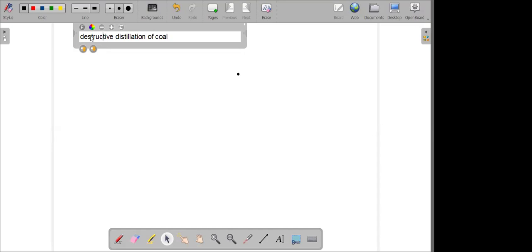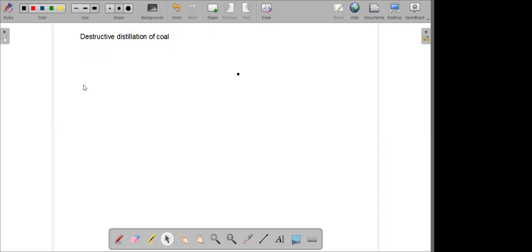Yes, coal gas we use for street lights, or as fuel in industries which are closer to the coal plants. So these are the different products that we obtain from the destructive distillation of coal.